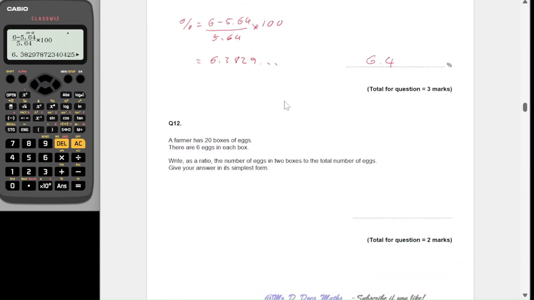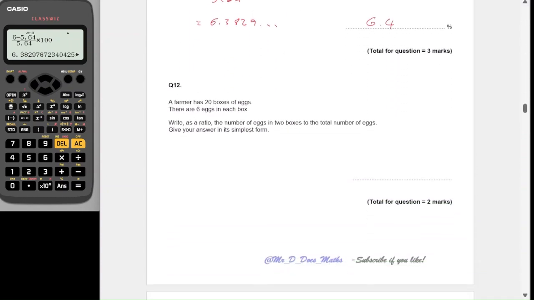Right, question 12. A farmer has 20 boxes of eggs. There are 6 eggs in each box. Write the ratio of the number of eggs in 2 boxes to the total number of eggs.